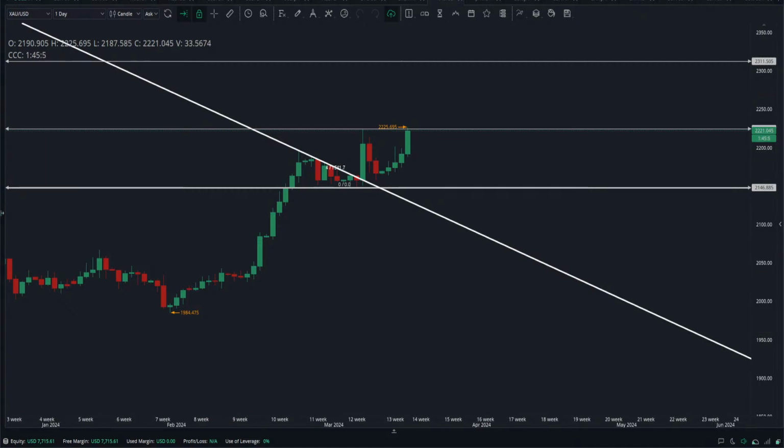What would be an appropriate short entry for USD JPY, you are asking? Oh, it is Sandy. Hi Sandy, welcome to the stream, bro. What would be the appropriate short entry level for USD JPY?